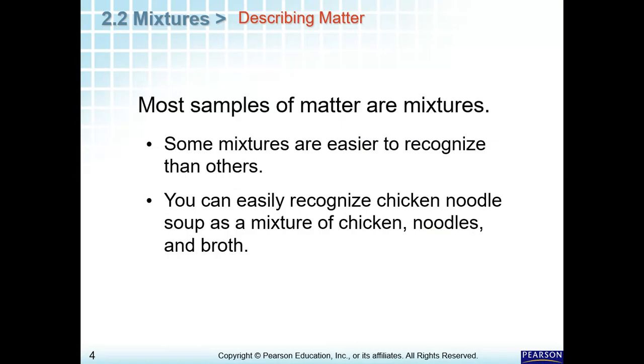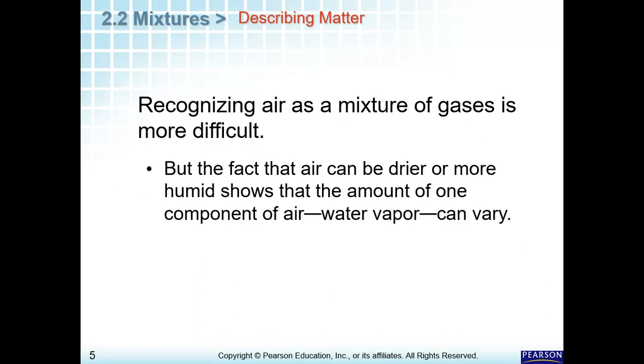Some mixtures are really easy to recognize, like salad or chicken noodle soup. We can see the chicken and we can see the noodles and we can see the broth. And then others are a lot harder to recognize. The ones that are really hard to recognize are usually solutions or air. Air is one that's really hard to recognize. It is actually a mixture of gases. Our air is a mixture of nitrogen gas, oxygen gas, carbon dioxide, carbon monoxide. There's a lot of different gases in the air.